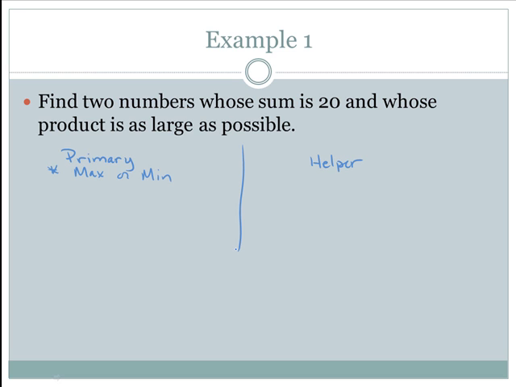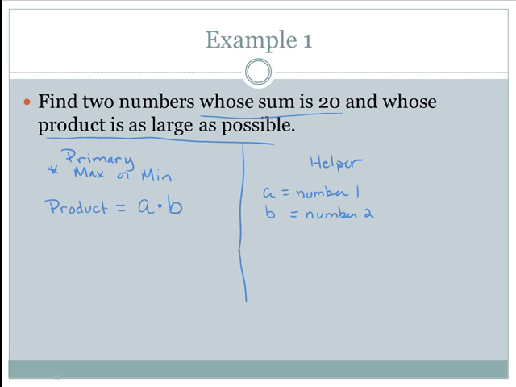So in this case, it says we have 2 numbers. So let's call our 2 numbers A and B. And it tells us the sum of those 2 numbers is 20, but it wants us to maximize the product. So whatever we're trying to make the biggest or the smallest is what our primary equation is. So we're going to maximize our product, so we're going to write an equation for the product, and that is going to be our primary.